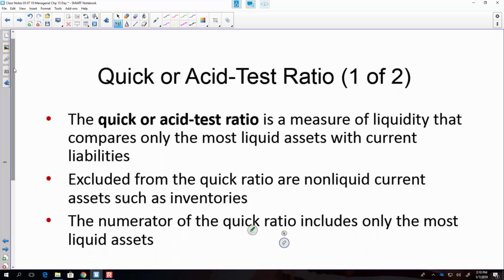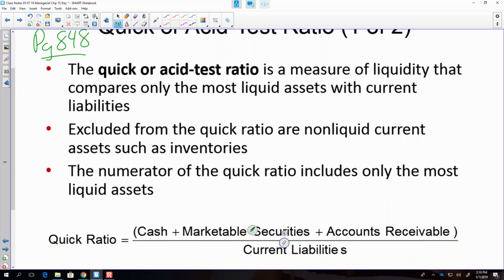The other ratio that they talk about in this section is the quick or acid test ratio. This is on page 848. A much more stringent measure. What's excluded in the quick ratio are non-liquid current assets such as inventories or prepaid expenses. So it's even more of a liquidity measurement.